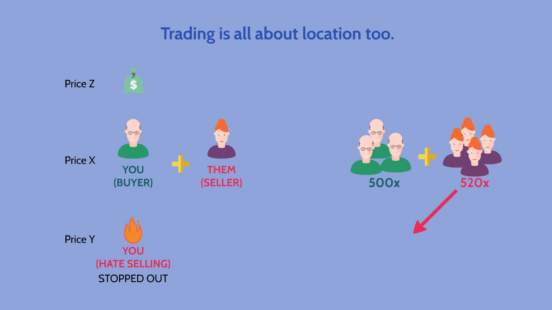And she doesn't need a big mob of 500 this time. She just needs another 20 willing souls. She's driving the market down to price Y. And what happens to you and your friends at price Y? Well, it's not good. All 500 of you become sellers. Again, not because you want to, but because that's the only way to get out of your long positions. You have to sell to close.